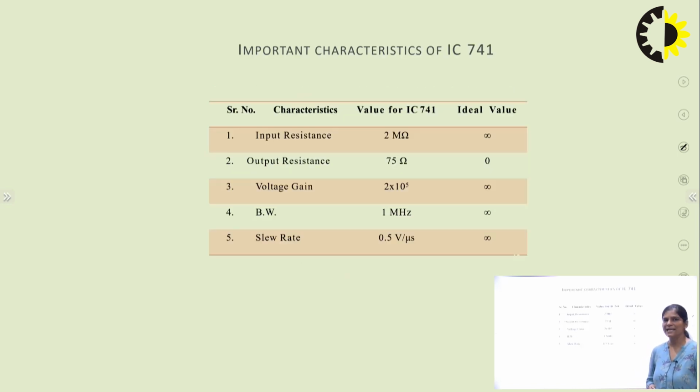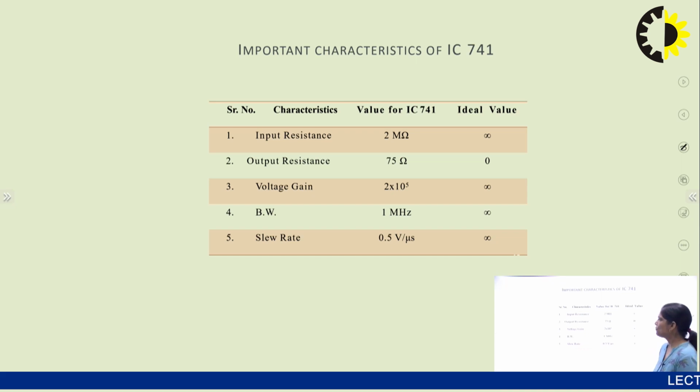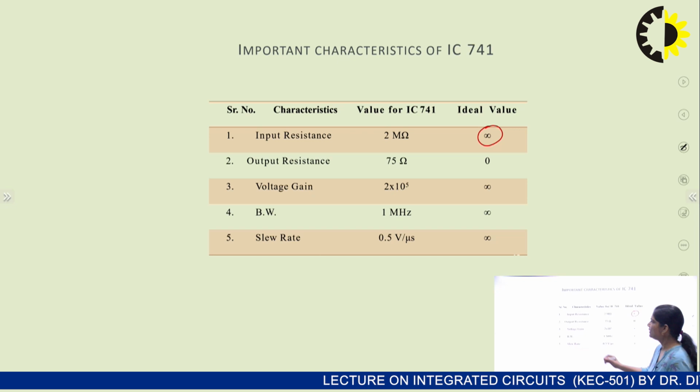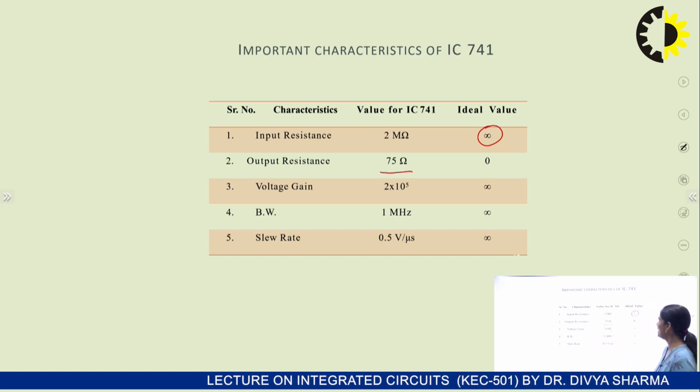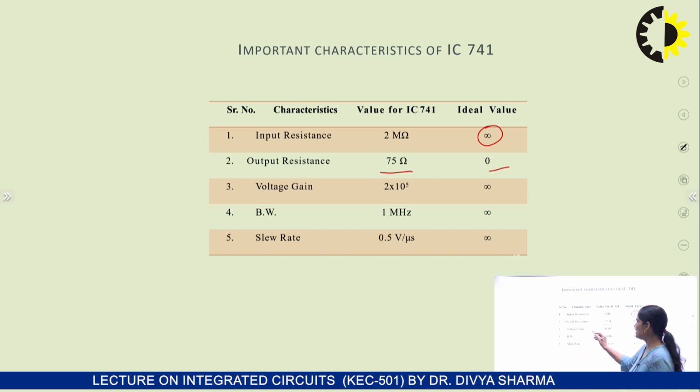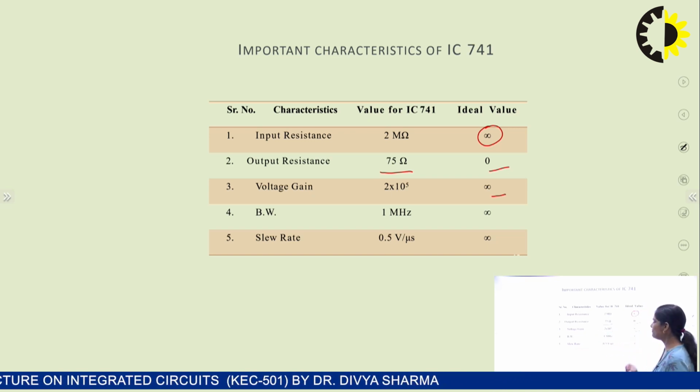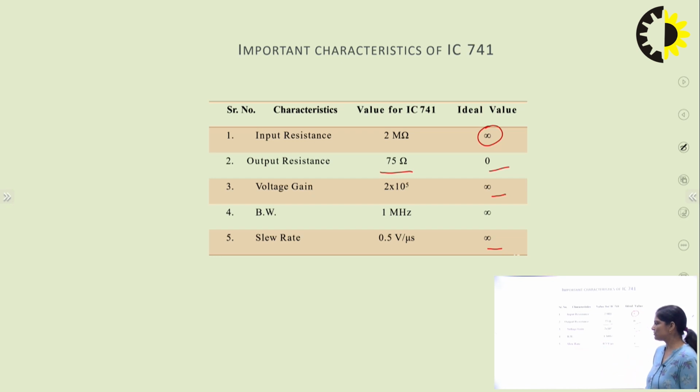Now, these are the important characteristics of IC 741. First, input resistance: its value for IC 741 is 2 mega ohm, and the ideal value is infinite. Output resistance is 75 ohm, and its ideal value is 0. Voltage gain is 2 into 10 to the power 5, and its ideal value is infinite. Bandwidth is 1 megahertz, and the ideal value of bandwidth is infinite. Slew rate is 0.5 volt per microsecond, and its ideal value is infinite. There are many other characteristics as well, such as CMRR, common mode rejection ratio, and so on.